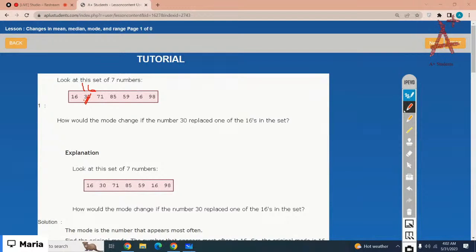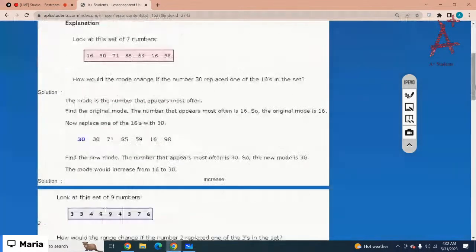So which is the mode value now? The mode value is now 16. Got it? You can see here, you need to replace 16 by 30. Got it? Here is the data, 16.